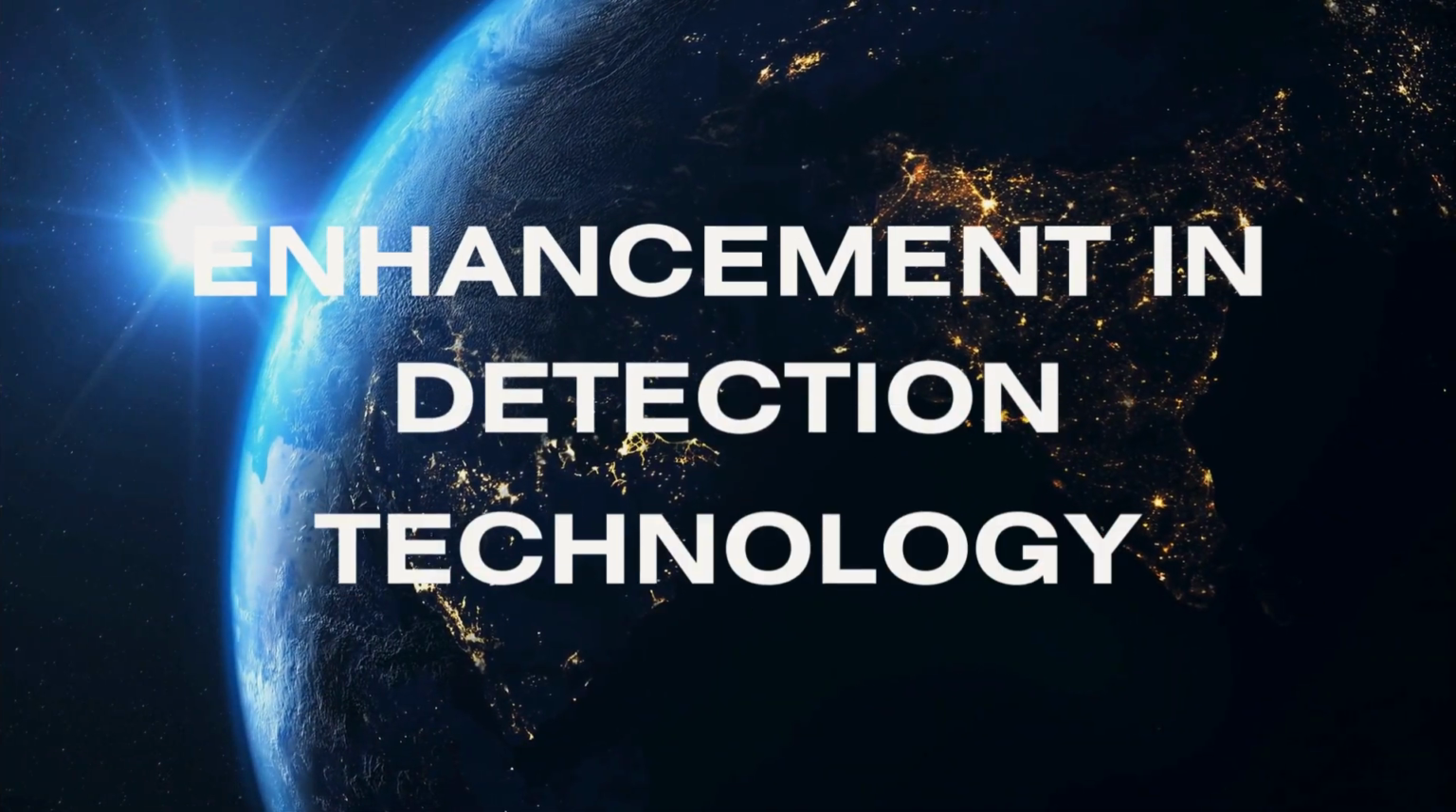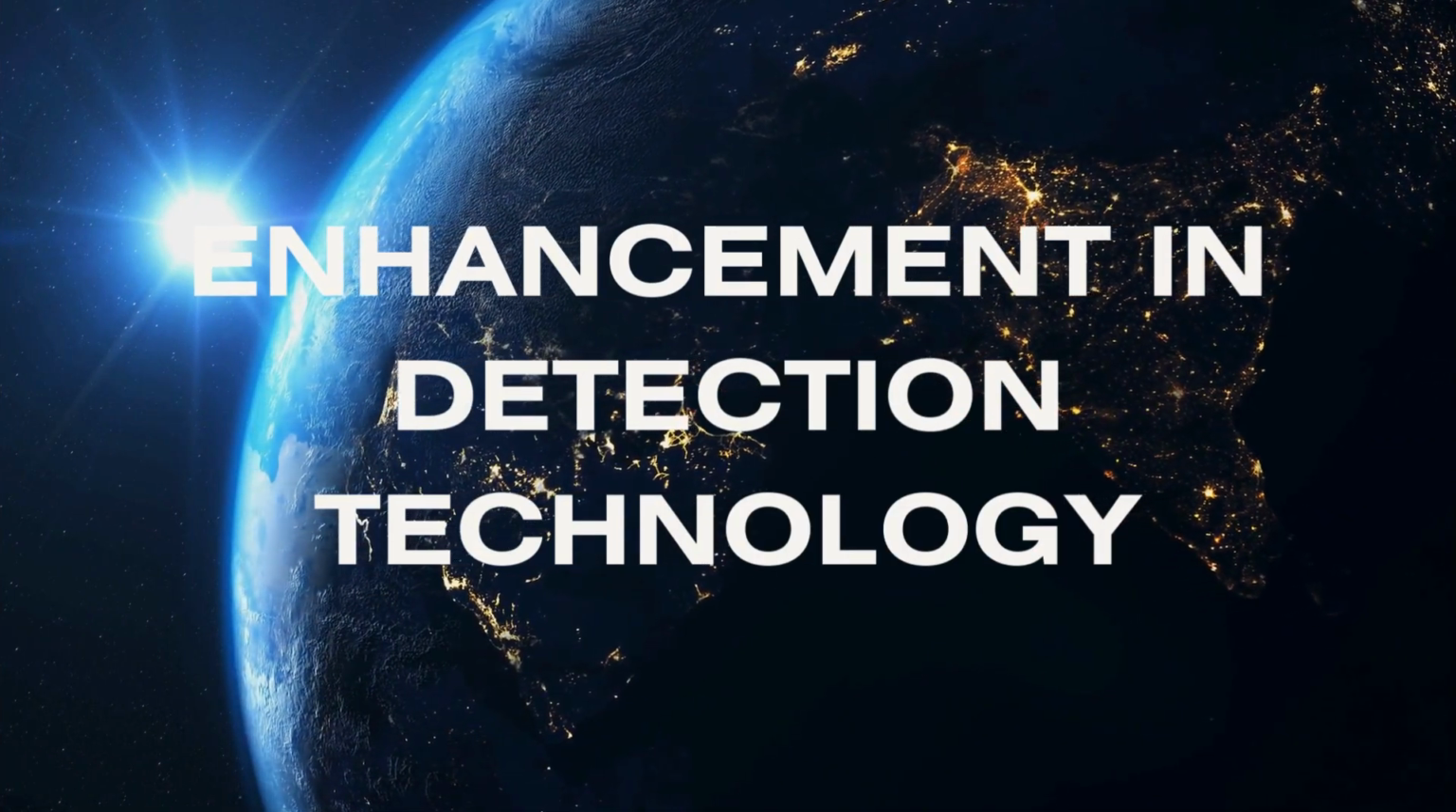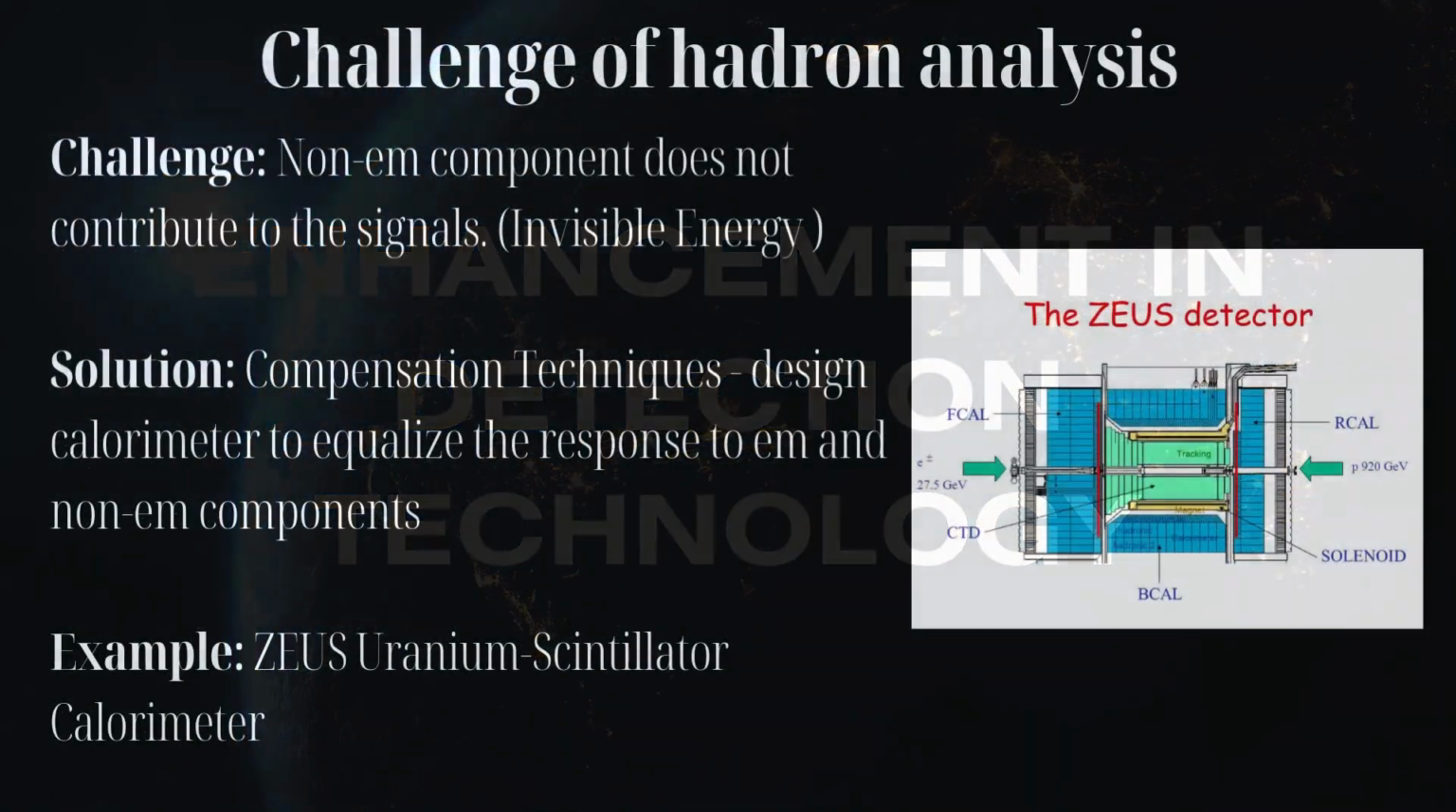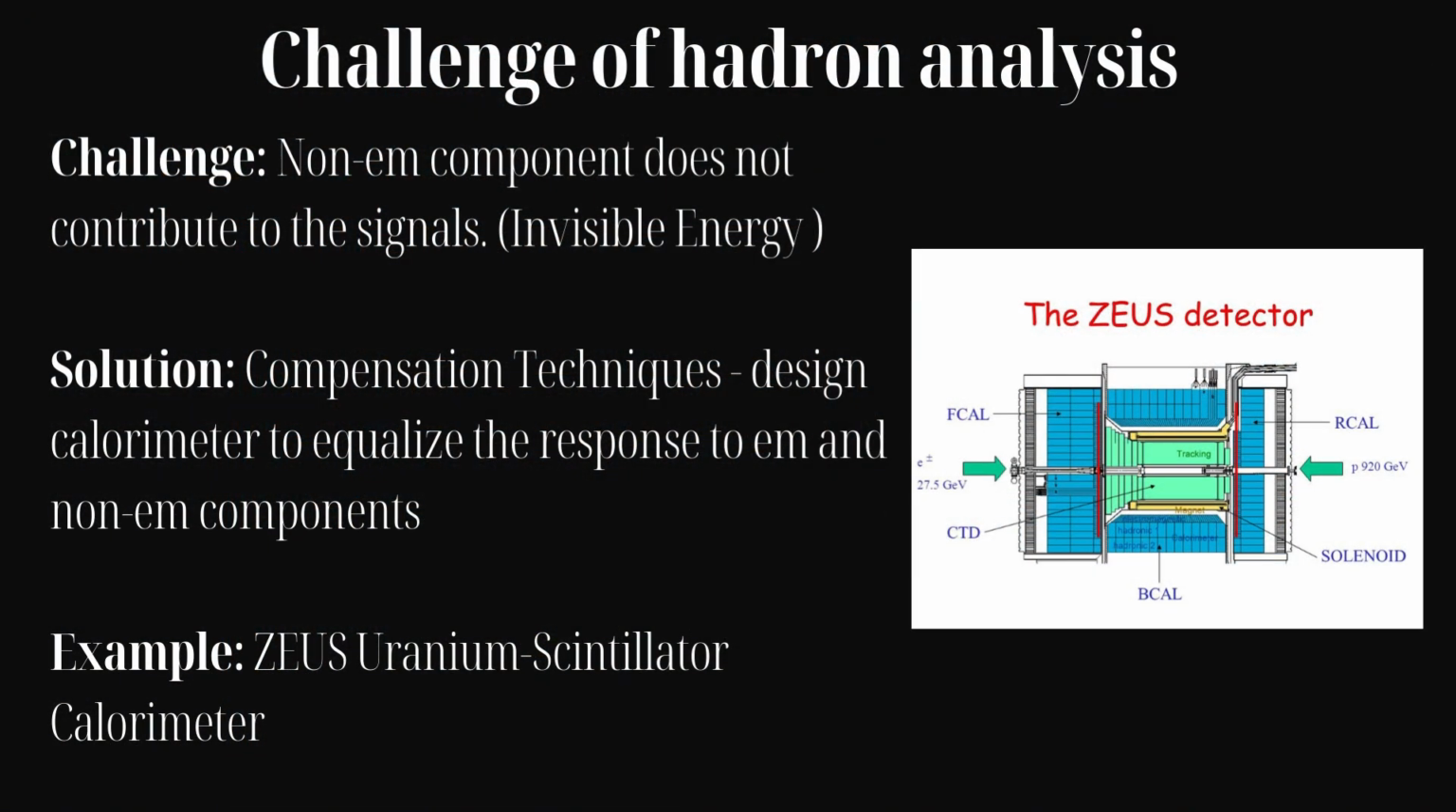Next, we are going through the enhancement by hadrons in detection technology. There are many challenges of hadron analysis. One of them is a non-electromagnetic component which does not contribute to signals, resulting in invisible energy. Its solution is to use compensation techniques to design a calorimeter that equalizes the response to electromagnetic and non-electromagnetic components. For example, the ZEUS uranium scintillator calorimeter.